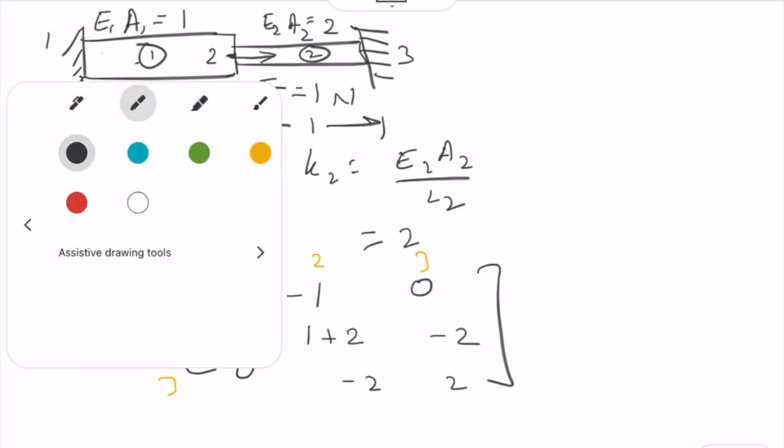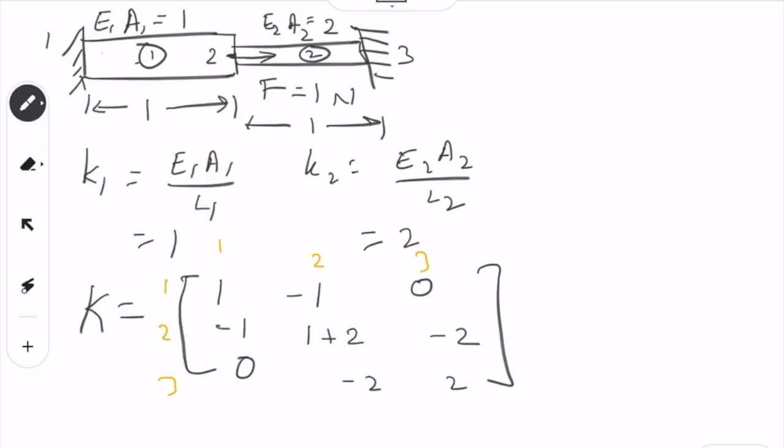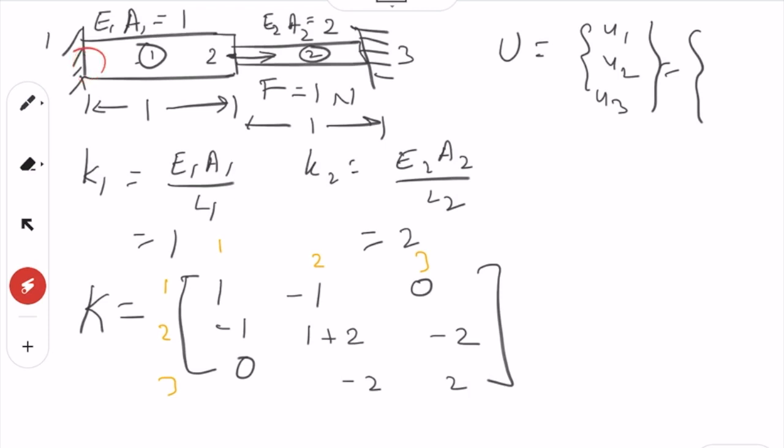Now we have to find out U. So U equal to U1, U2, U3, and U1 is fixed, so 0.